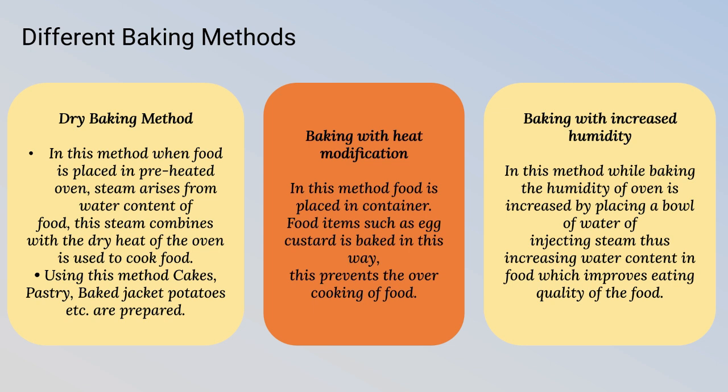So what do we do? We put a bowl of water inside the oven. What happens? This water will be heated and slowly steam will be generated. And once the steam is generated, it will definitely help in the baking process. As a result, the eating quality of the food will be enhanced. It will be much softer.